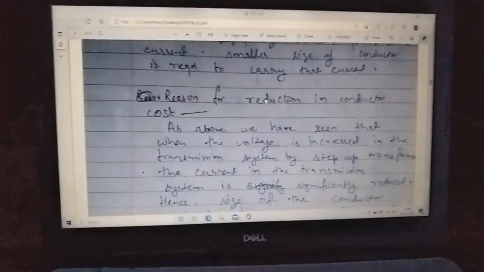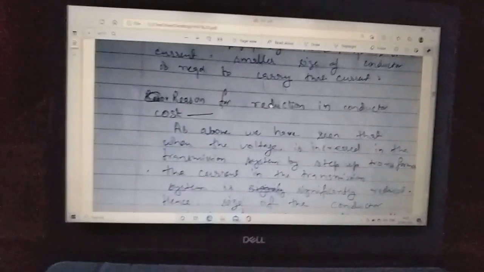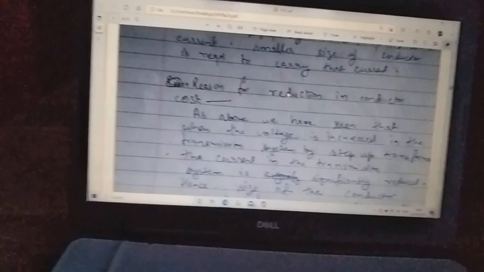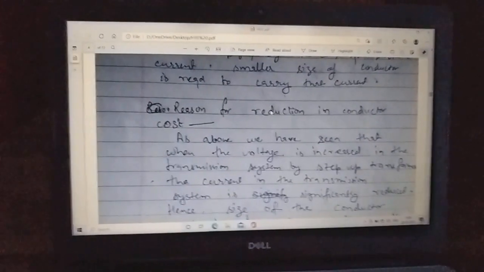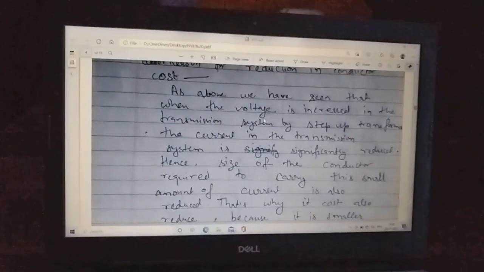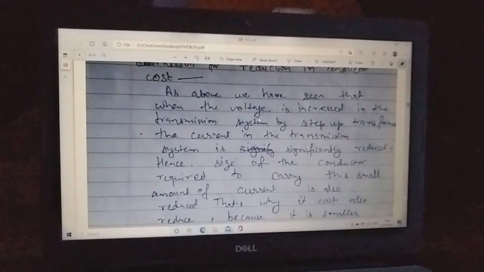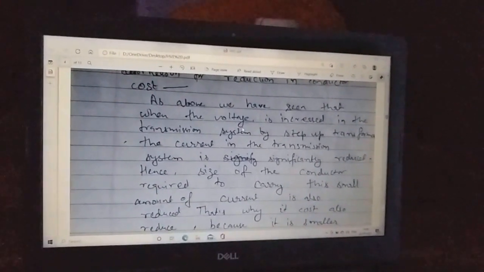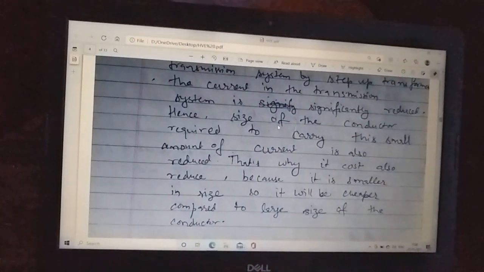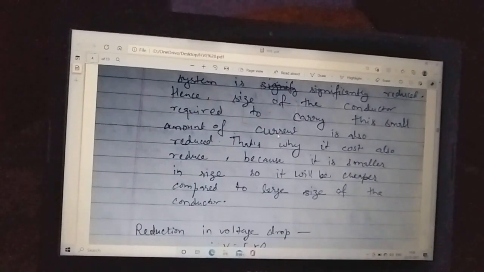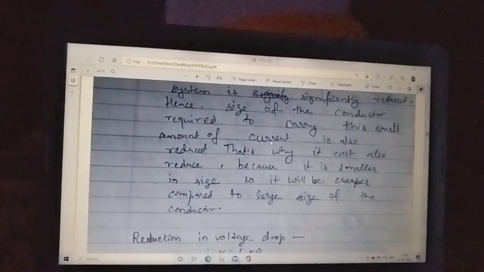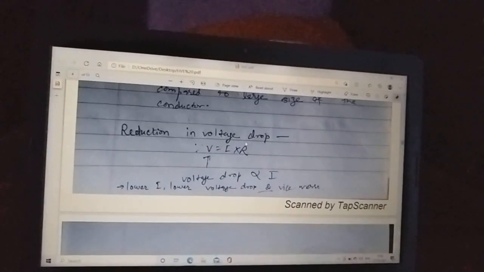Now we will move to the second reason, that is, why there is a reduction in the cost of the conductor. As we have seen, when the voltage is increased in the transmission system by a step up transformer, the current in the transmission system is significantly reduced. Hence the size of the conductor required to carry this small amount of current is also reduced. That's why its cost also gets reduced, because it is smaller in size. So it will be cheaper compared to a large size conductor.